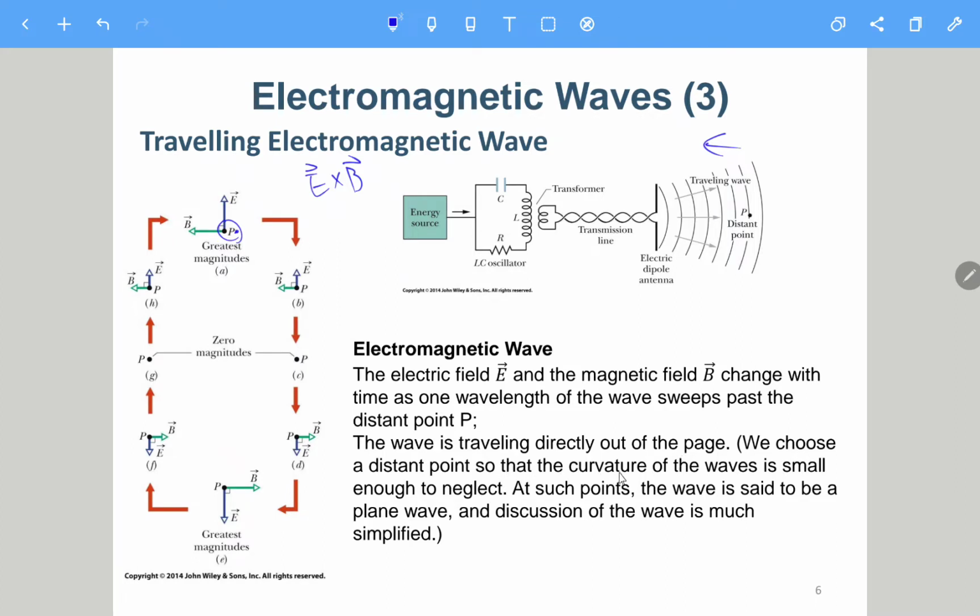So we choose a distant point so that the curvature of the wave is small enough to neglect. It means that if you choose a point very close, you can see this is like concentric spheres. But if you choose a point very, very far away, then the radius from here to here tends to infinity. Then you can consider the sphere, and you just cut a part of it, then it is similar to a plane, and we will just approximate it as a plane wave. In Chinese it's called 平面波, plane wave. So we need to assume that the R, from here to here, tends to infinity.